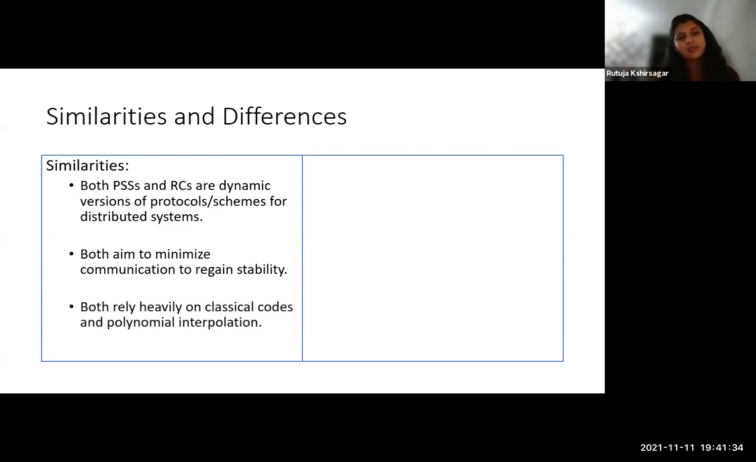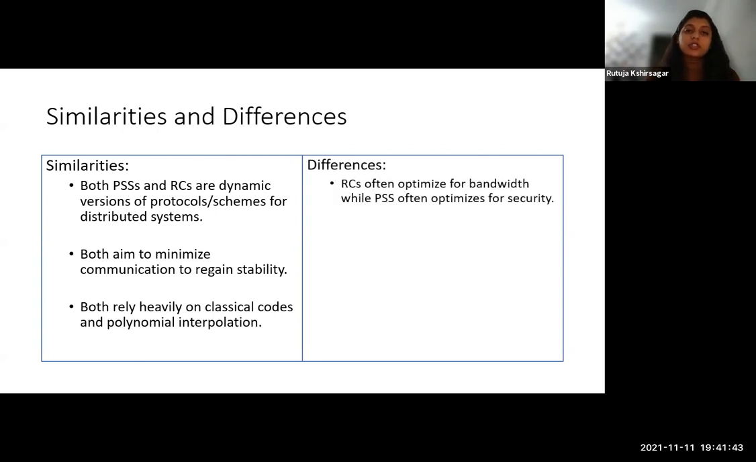Both these schemes highly rely on polynomial interpolation techniques used for classical coding. In terms of differences, regenerating codes try to optimize the bandwidth, whereas proactive secret sharing tries to optimize the security. Proactive secret sharing also requires randomness for information theoretic security so that the system itself is secure.